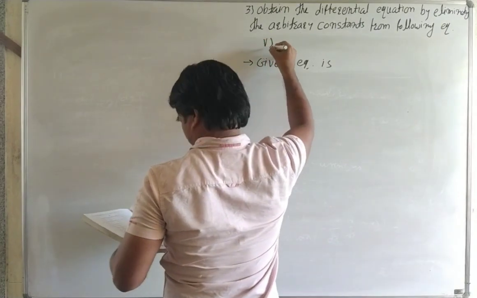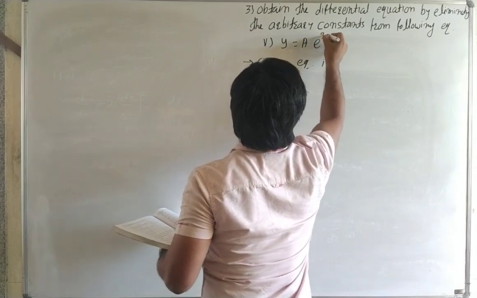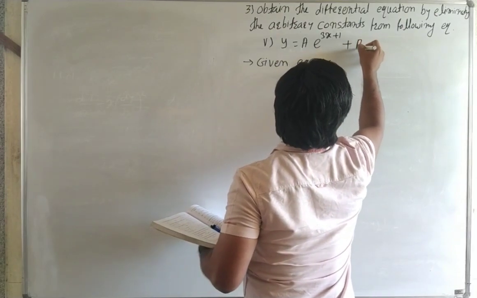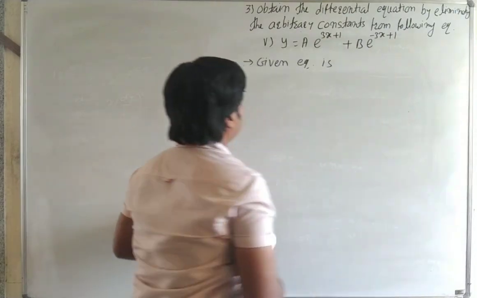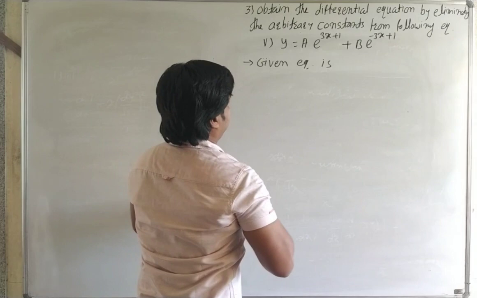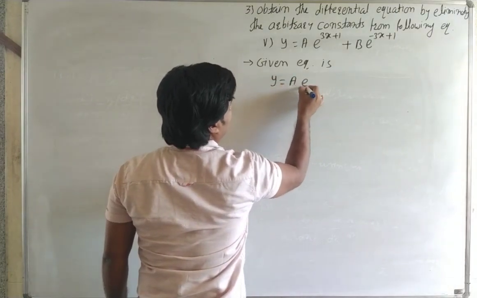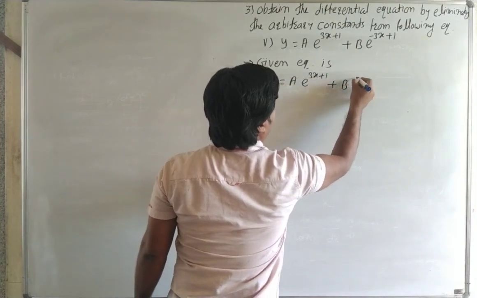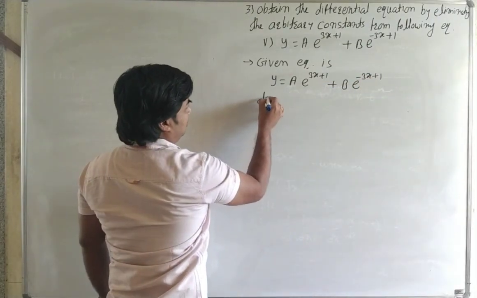y is equal to a into e to the power 3x plus 1 plus b into e to the power minus 3x plus 1. Okay. Again here there are two arbitrary constants a and b. We eliminate these arbitrary constants by using differentiation. Okay, now differentiate with respect to x.